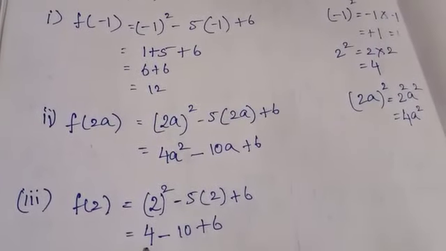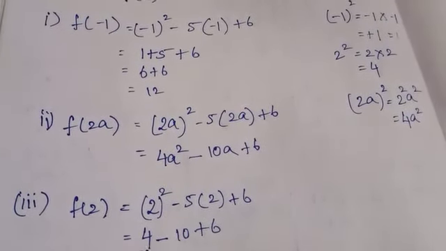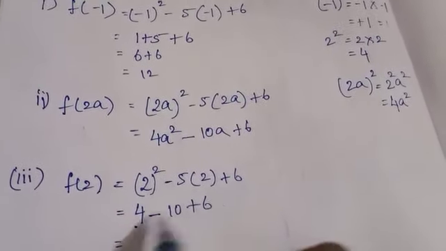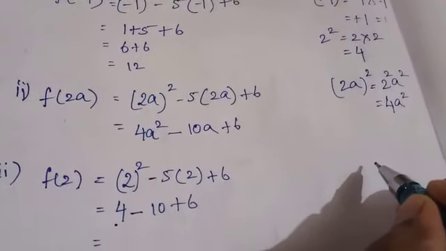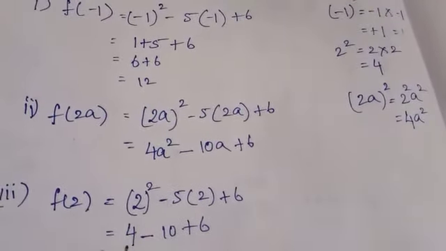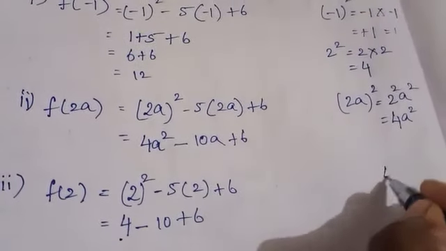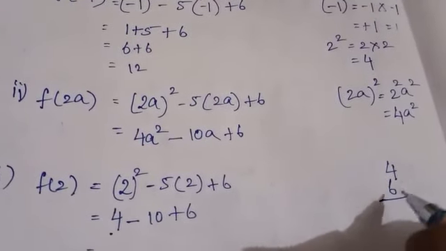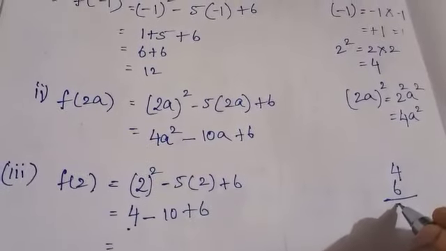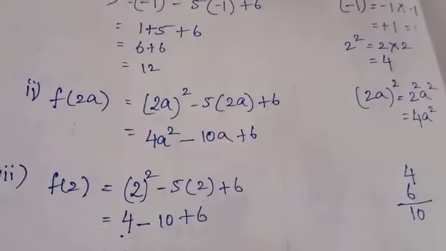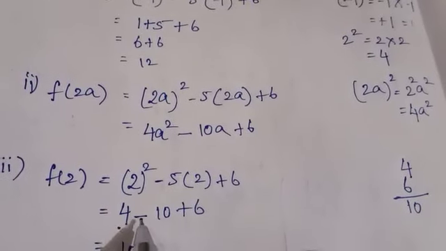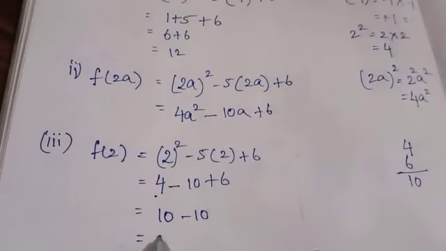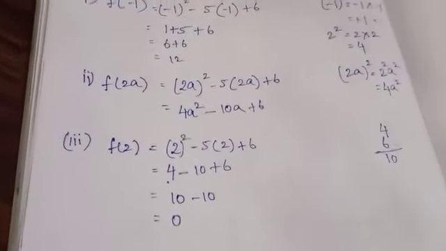So first we'll do this. We have 4 here, minus 10 and plus 6. First we'll take the numbers which have the positive sign, that is the plus sign. So 4 has a plus sign here, so I'm writing 4. Then 6 has a plus sign. So what is 4 plus 6? 10. So I'm writing the answer 10, and the remaining number here is minus 10. Now 10 minus 10 is 0. So the answer here is 0.